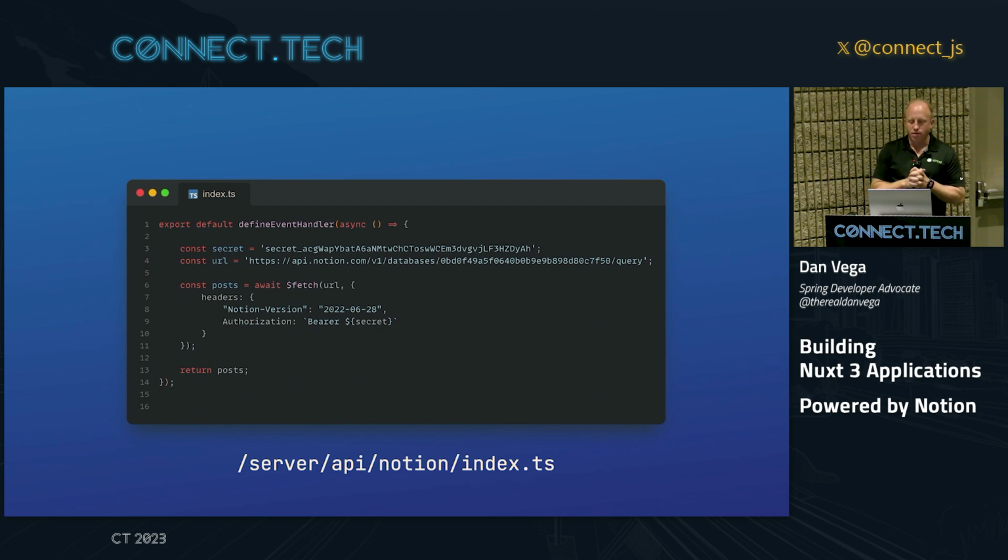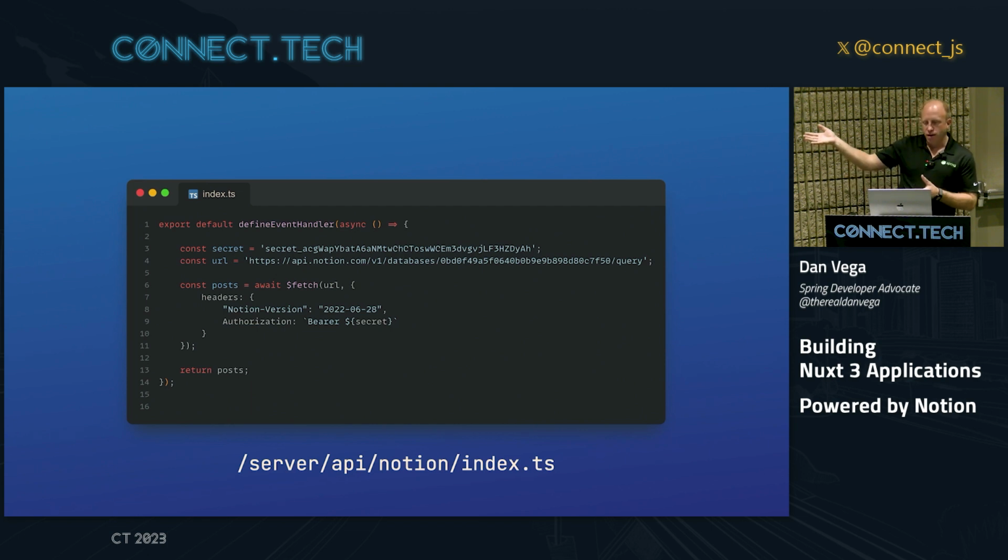So I pass in my secret, and one of the other things I really love about these API endpoints is that in some of the languages and frameworks, you have to construct what is going to be returned, what is the body, what is the response. Here I'm just returning posts. That's the object I want to return. The Nitro server engine handles all of that for me, and I like the simplicity of that.